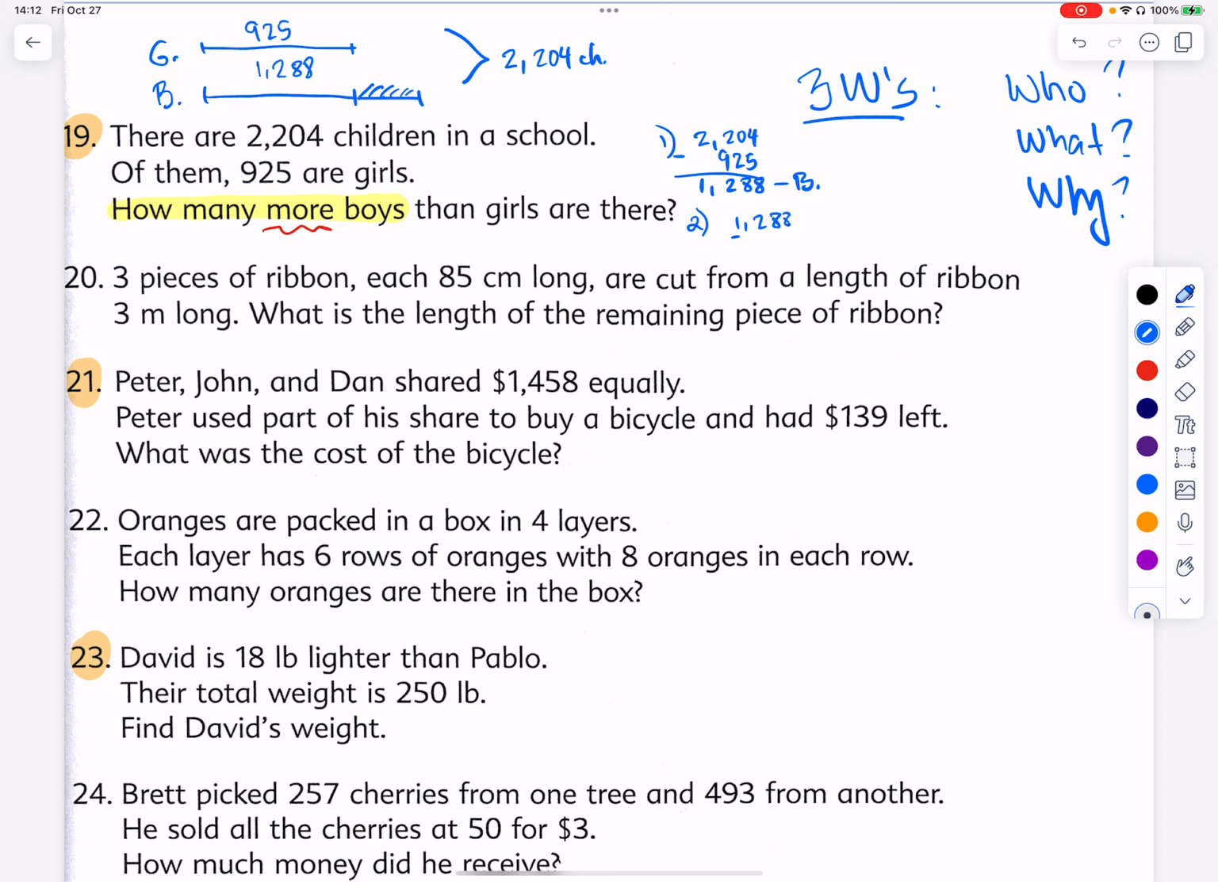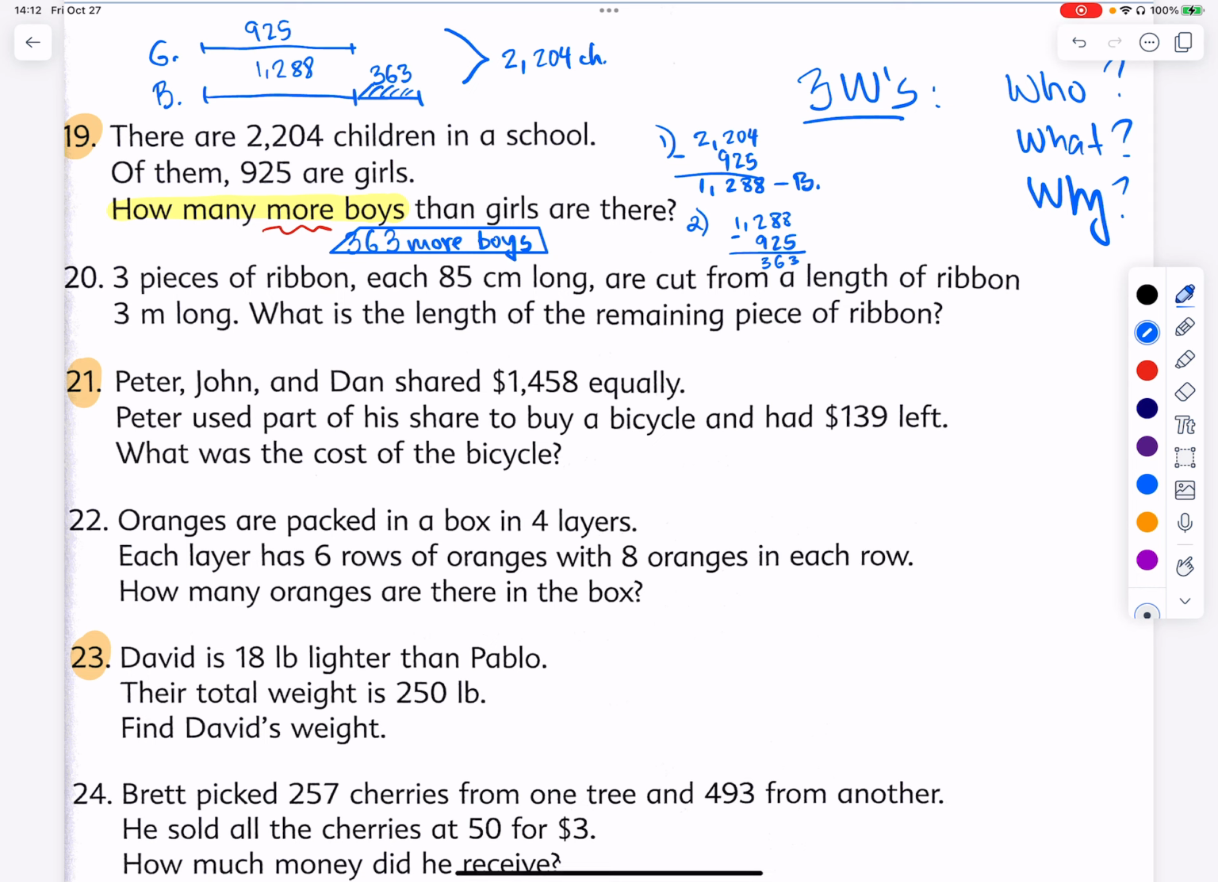1,288 minus 925. Let's calculate the difference. 8 minus 5 is 3. 8 minus 2 is 6. 12 minus 9 gives us 300. Not such a little difference: 363 more boys. There are 363 more boys. My friends, I would like you to put your answer into a circle, box, or oval. Make sure your teacher can see it clearly.